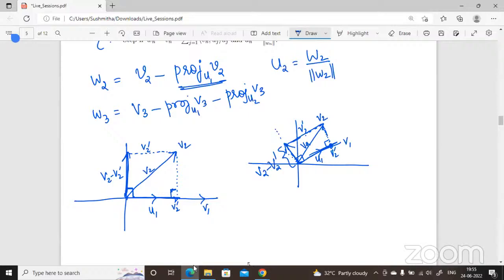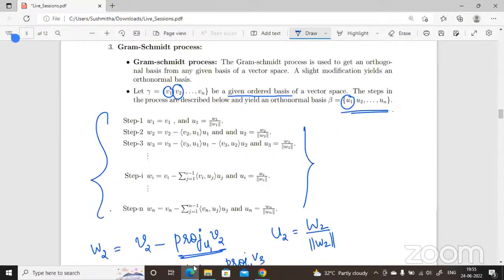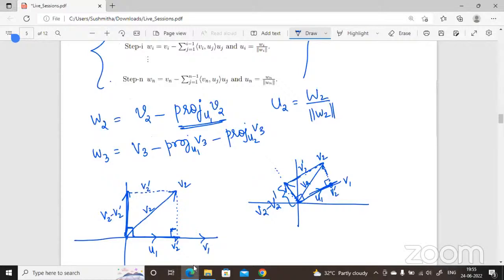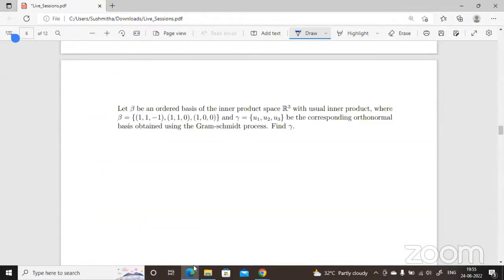Is it clear what this Gram-Schmidt process is actually doing? Yes, ma'am. So you just have to apply this formula to keep getting the vectors.